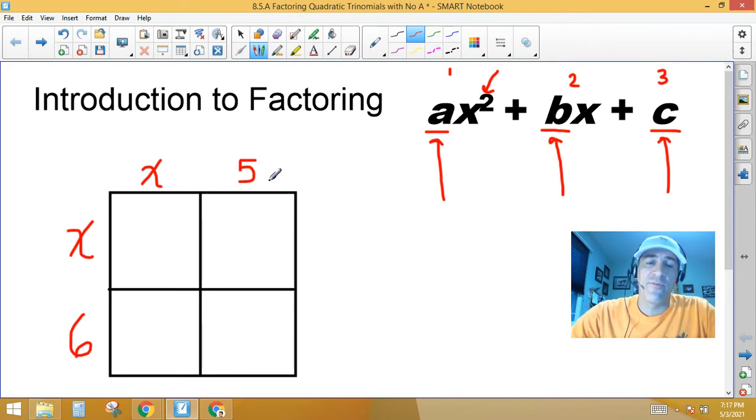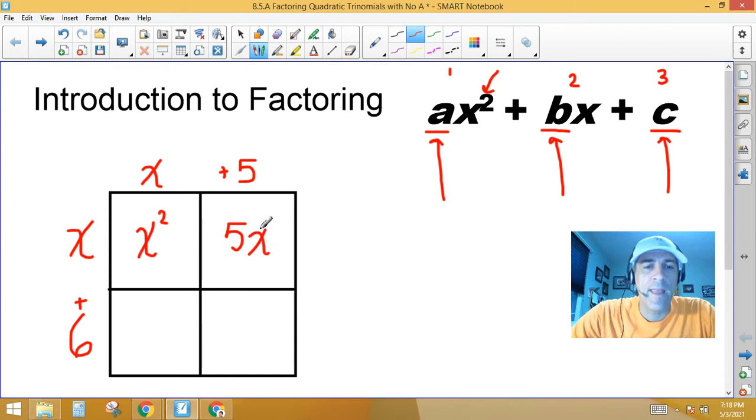So let's start from the very basics. Let's say I want to multiply x plus 5, this is a positive 5, and x plus 6. I make an area model. All right, if I want to multiply those two together, I will first do my x times x, which would give me x squared. I would then multiply my positive 5 and x, and that would give me 5x. I would then multiply my x and my 6, and that would give me 6x. And lastly, I would multiply my 5 by my 6 and get 30.